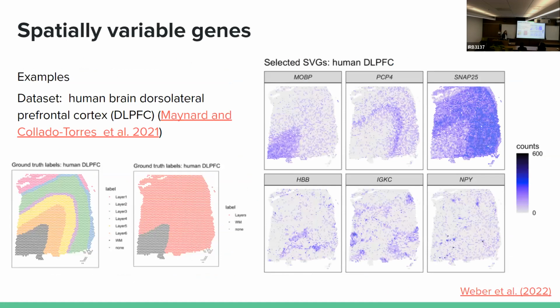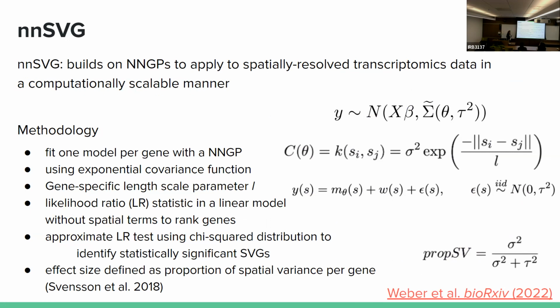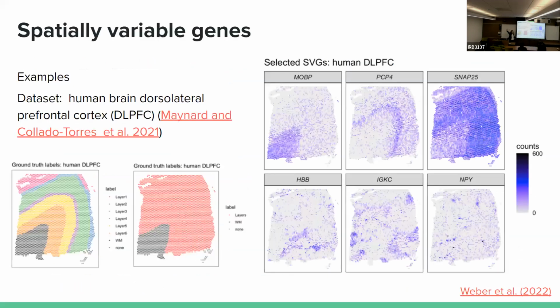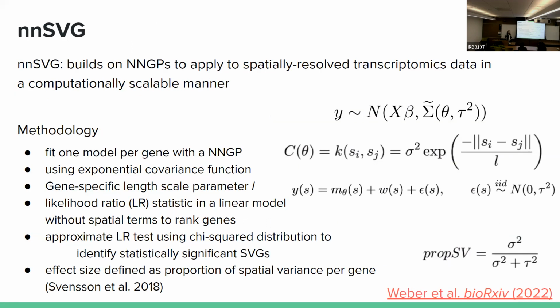So this is an example of these spatially variable genes that I talked about. One of the key insights we found was that when you're fitting these models, you need a gene-specific parameter. All the methods prior to this assume the bandwidth parameter to be common across all the genes. But I showed you that in some situations, genes have a larger bandwidth and some of them have a smaller bandwidth. So we included a bandwidth-specific parameter L that's fit per gene.